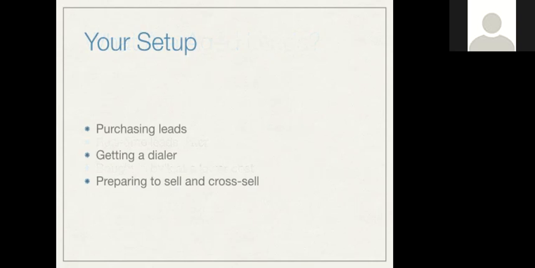So your setup to work aged leads is fairly simple. You purchase the leads, like we just mentioned, that they typically run around 30 or 40 cents per lead, or I'm sorry, 35 or 40 cents per lead. I think the better deal we have on the site right now is something like 37 cents a lead.